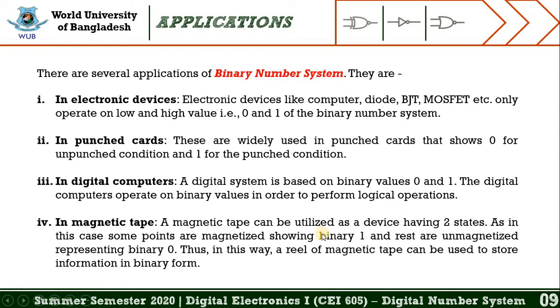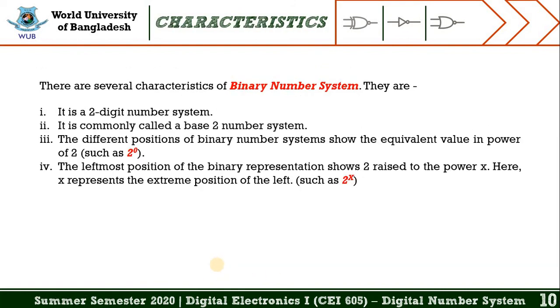Fourth, magnetic tape. A magnetic tape can be utilized as a device having two states: some points are magnetized, showing binary 1, and the rest are unmagnetized, representing binary 0. Thus, in this way, a reel of magnetic tape can be used to store information in binary form.